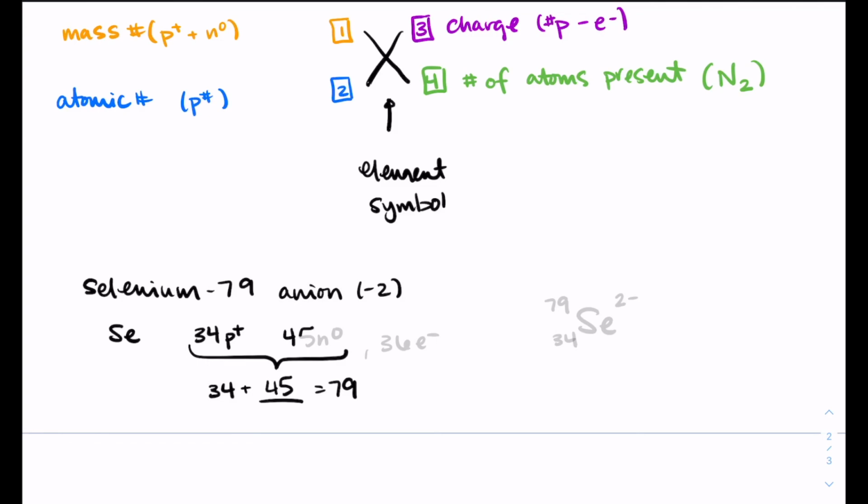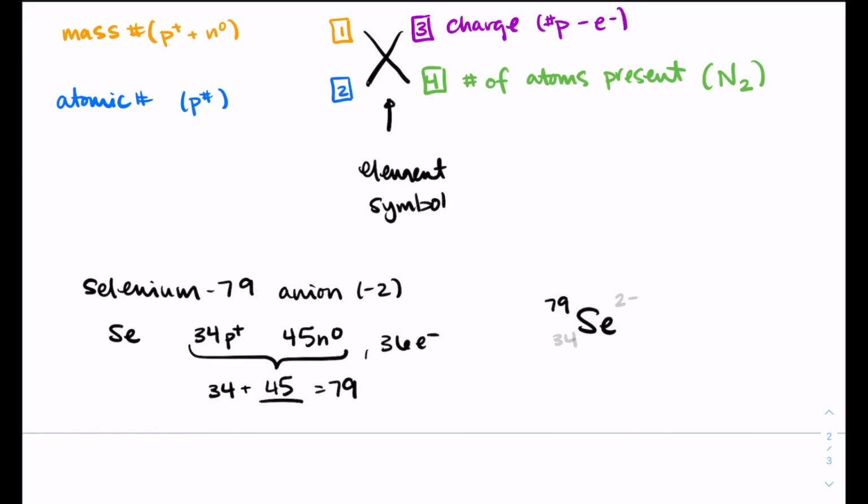Now, you don't need to do any of the other math that I've done on here in order to figure these things out, because we're given the charge and we're given the mass number. But you could figure out how many neutrons and how many electrons it has, and we're going to do some problems where you may be given the number of neutrons, given the number of electrons, and asked to determine the charge.